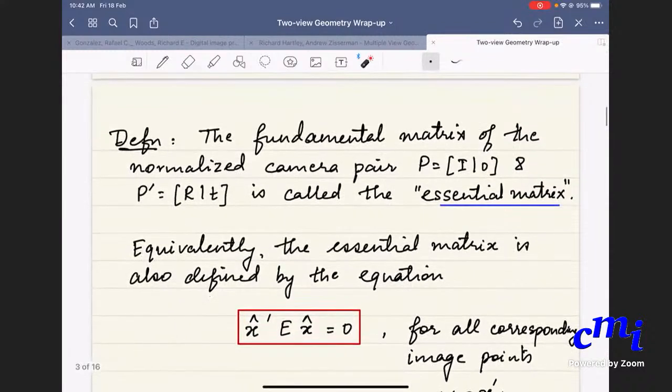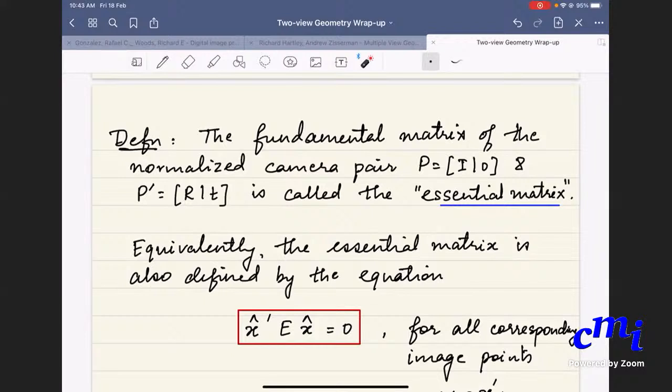All right, so the fundamental matrix was defined for any camera pair. Now you look at the particular camera pair P equal to I0, which is the canonical matrix, and P prime equal to RT, which is a normalized camera. So you have a normalized camera pair here, with the reference camera being the canonical one. The fundamental matrix of this kind of pair is called the essential matrix.